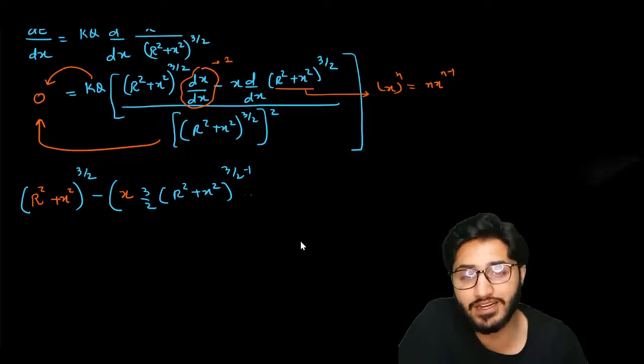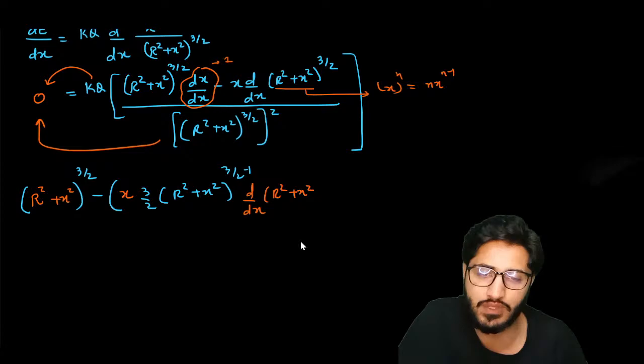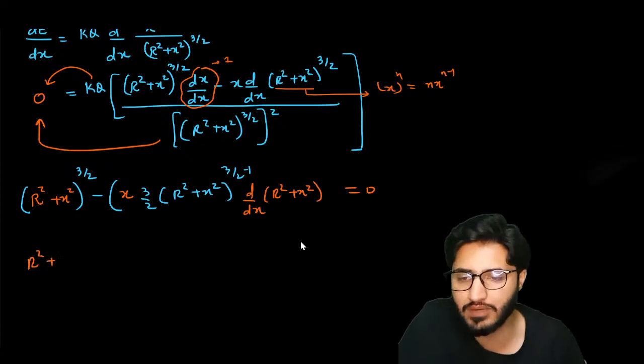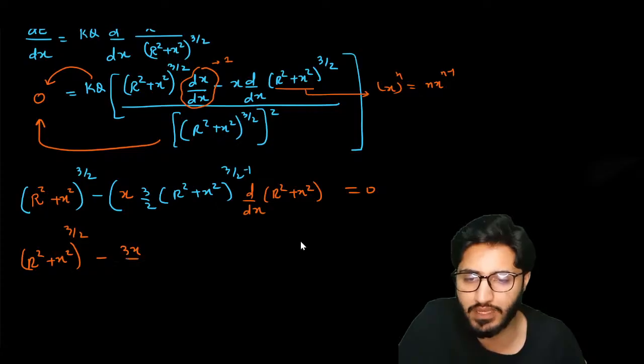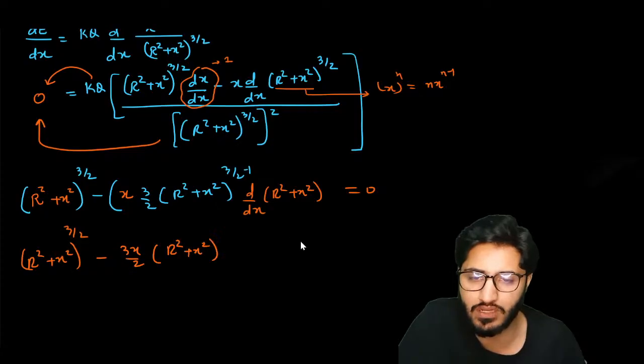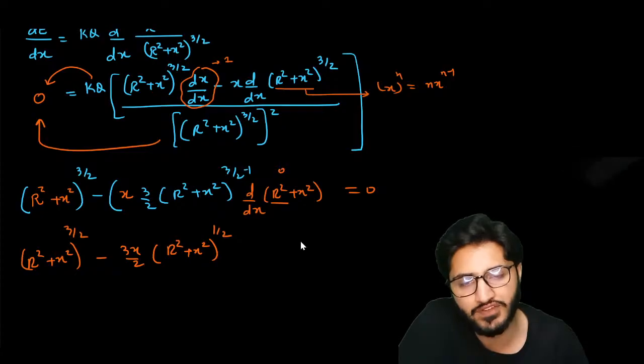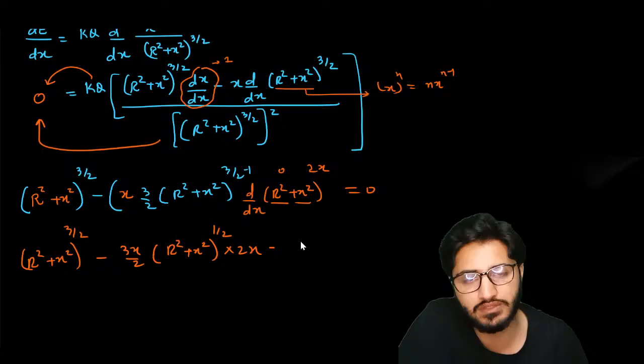Then the internal differentiation of r square plus x square equals 0. Look, I can write (r square plus x square) to the power 3 by 2 minus 1, with the 3x by 2. What is 3 by 2 minus 1? It would be 1 by 2 only. Differentiation of r square is 0. Differentiation of x square is 2x. So it is 2x equals 0.